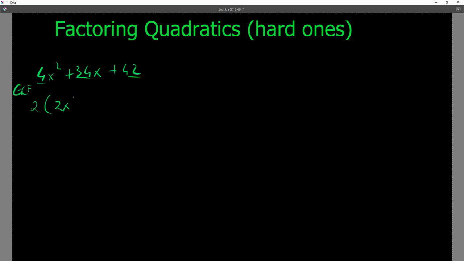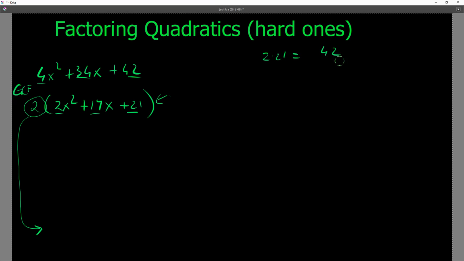So I have 2x squared plus 17x plus 21. There's nothing else to take out, so that is the GCF. Now this 2 here, you want to keep it and save it until you're all the way at the bottom, okay? So that 2 stays there. Now you factor this quadratic. So you take your A is that, B is that, and C is that. So I'm going to do A times C, which is 2 times 21, which is 42.